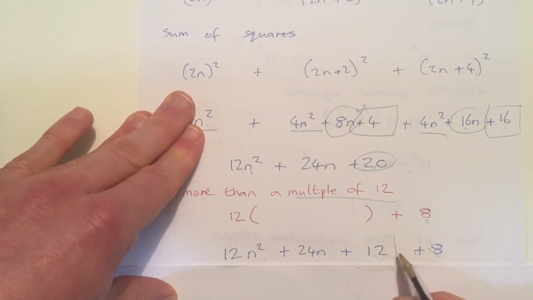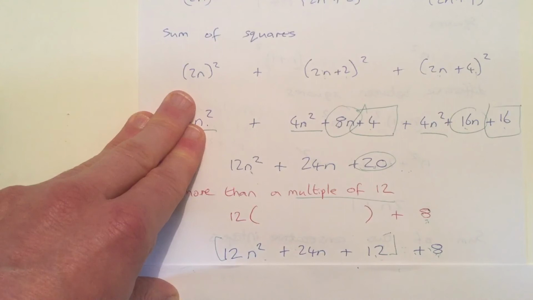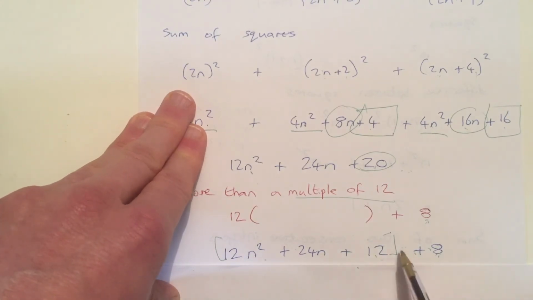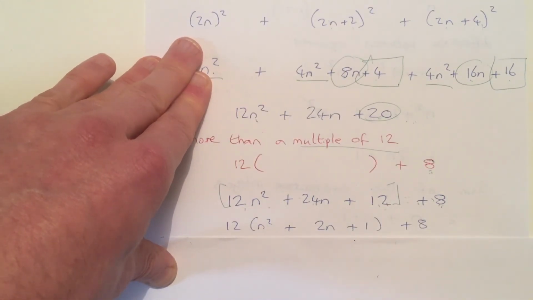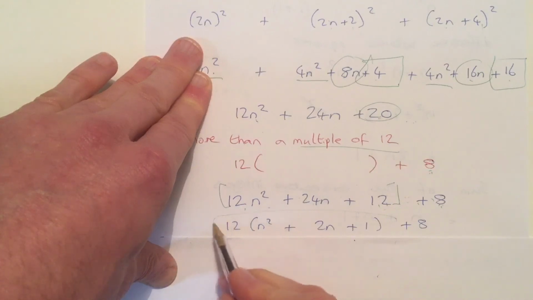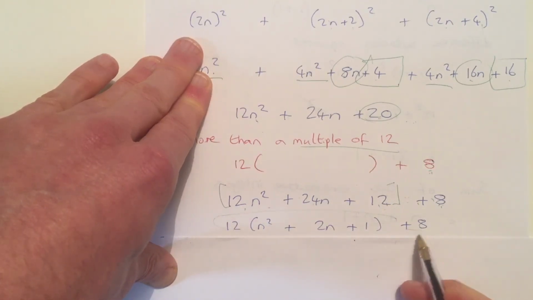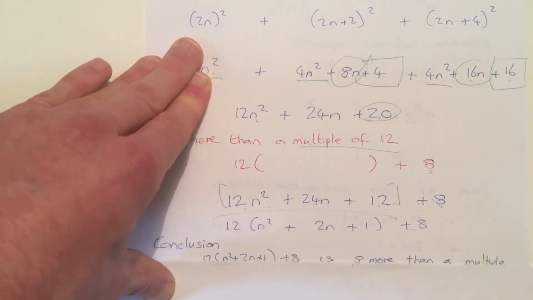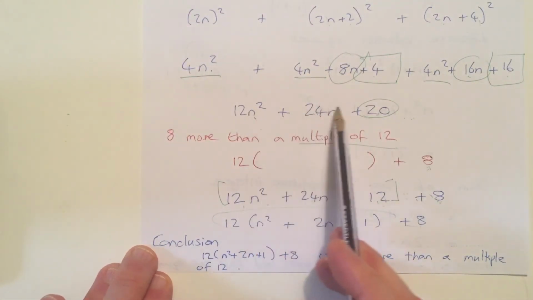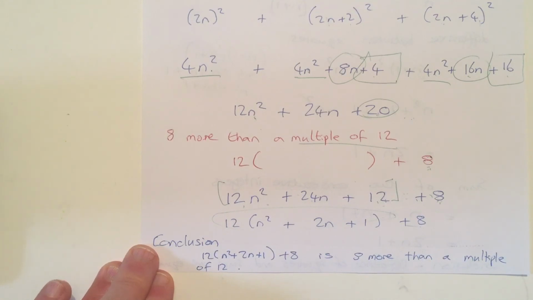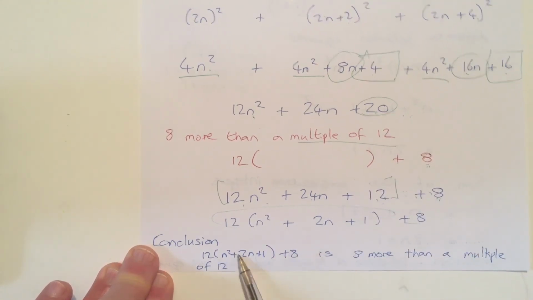Now all I need to do is hopefully show that this is a multiple of 12, which I can do easily. 12 goes into each of these. So if I factorise 12 outside here, this is a multiple of 12. This is 8 more than a multiple of 12. And there we go. I have shown that the sum of the squares of 3 consecutive even numbers is 8 more than a multiple of 12.